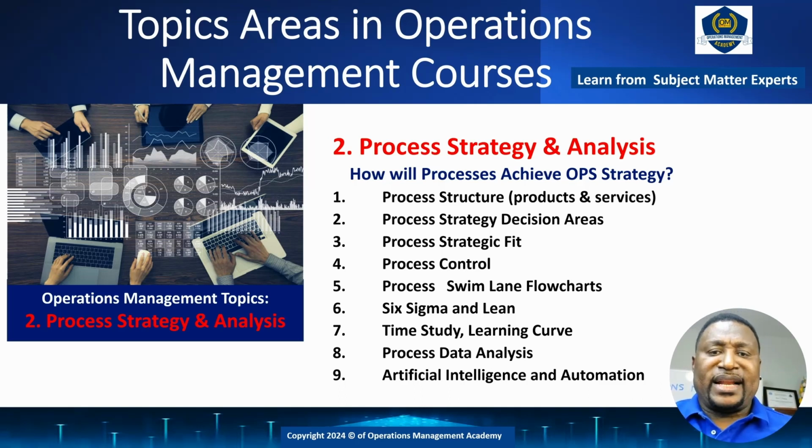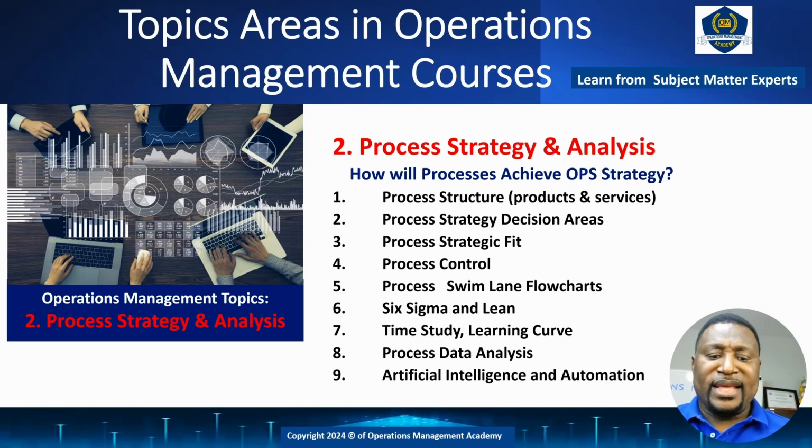In terms of analysis, we're going to use things like process flow charts to actually map the process and see what it is and try to correct. Six Sigma is one of the tools that we use here. Time study, the learning curve, process data analysis, and today with artificial intelligence, we also learn how to integrate automation in our processes to be more competitive.